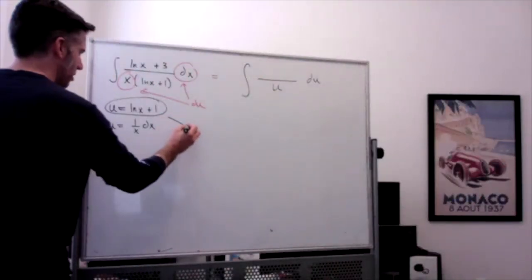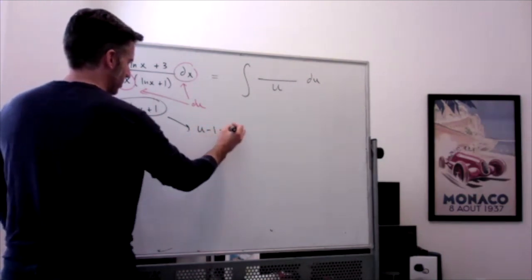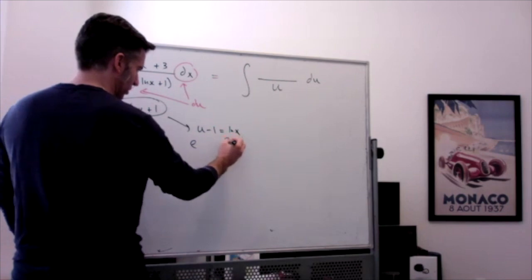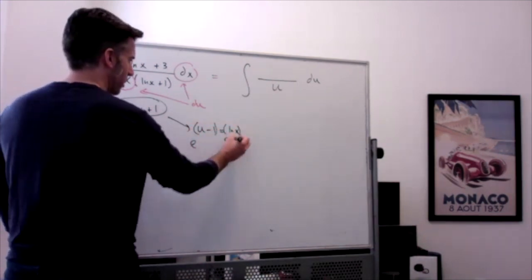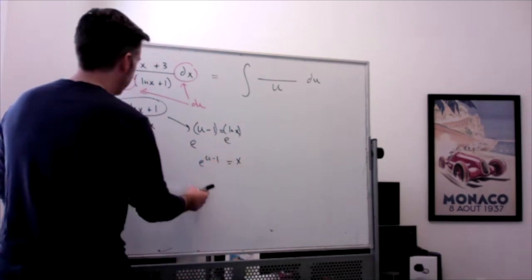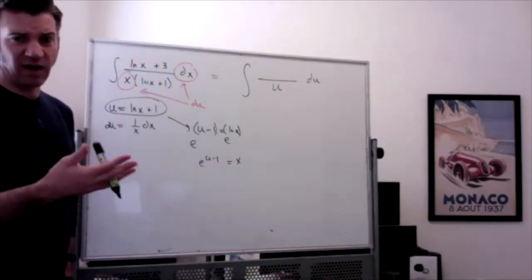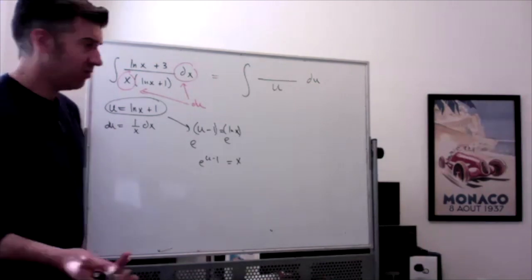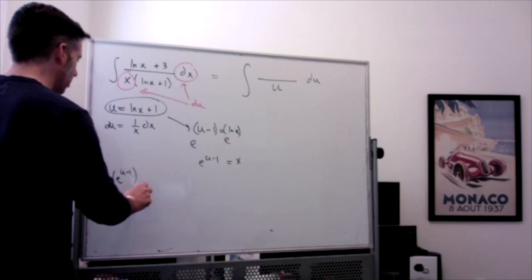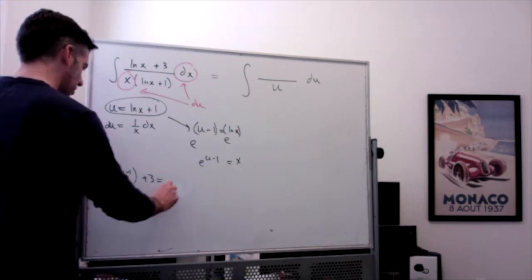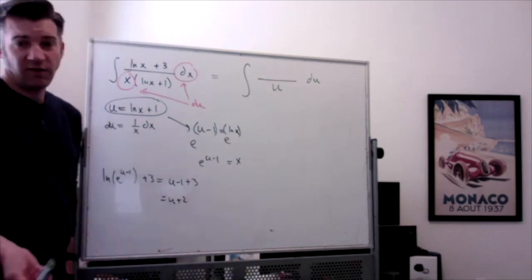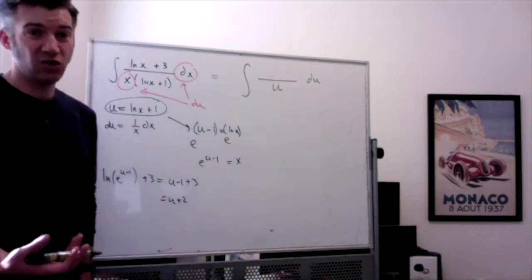You would say u minus 1 equals natural log of x, and then e to the u minus 1 equals e to the natural log of x. So that x equals e to the u minus 1. And then you can plug that in for natural log of x and kind of undo all the work you just did. Right? And say, okay, then I've got the natural log of e to the u minus 1 plus 3, which is u minus 1 plus 3, which is u plus 2. That's fine, that works, but we did too much work.